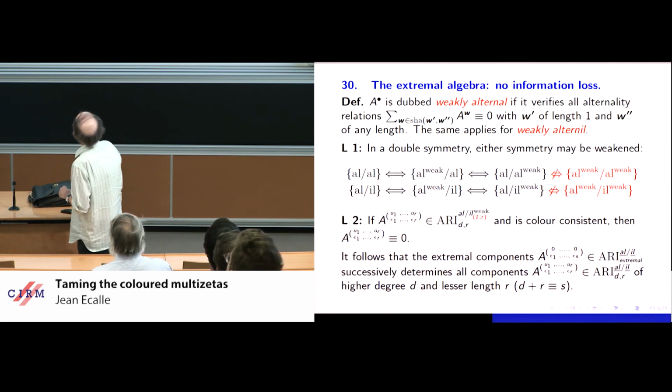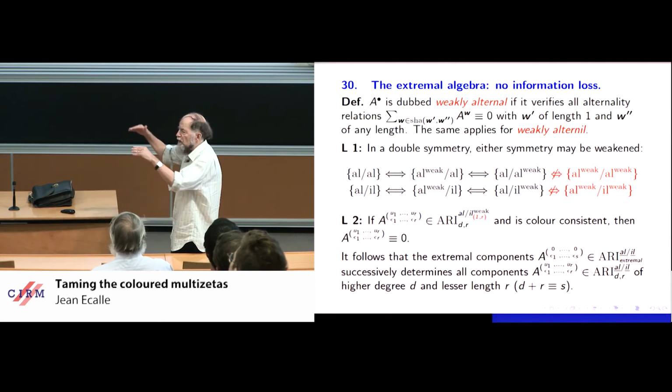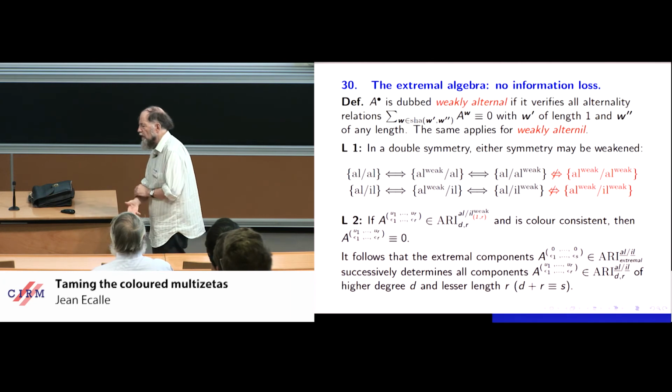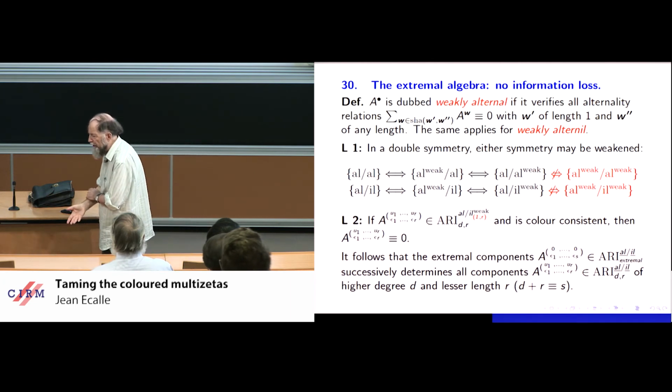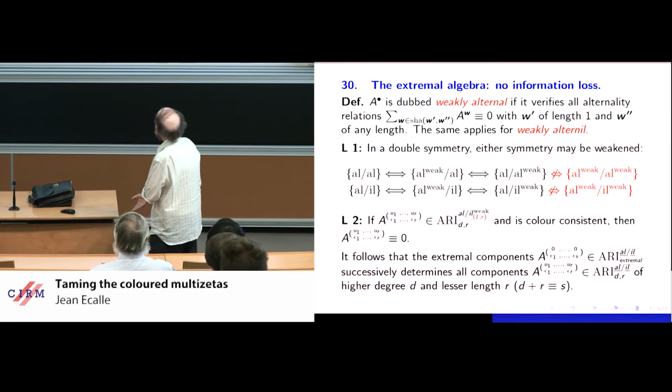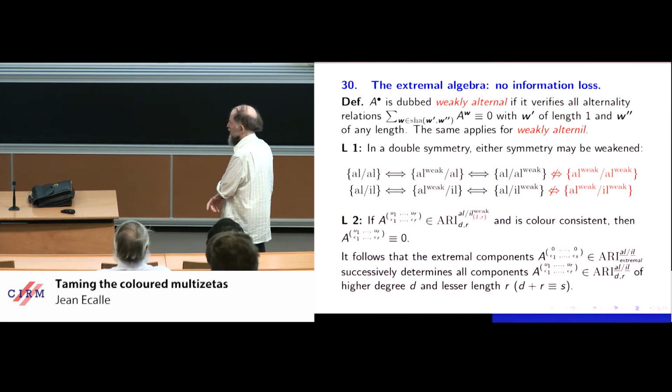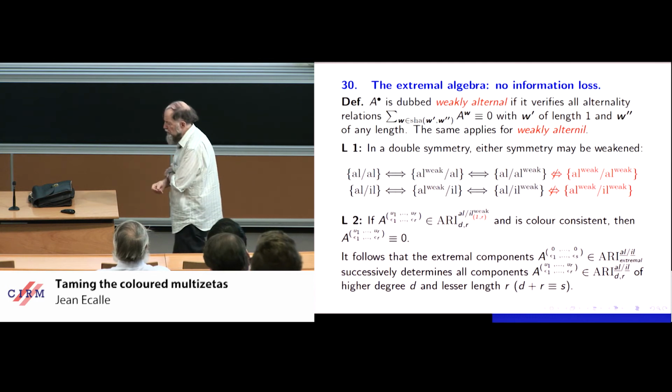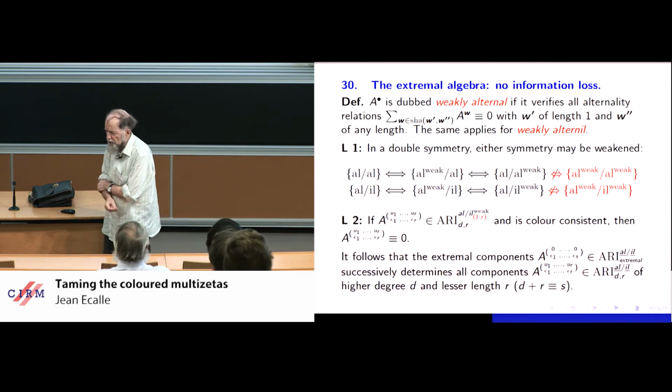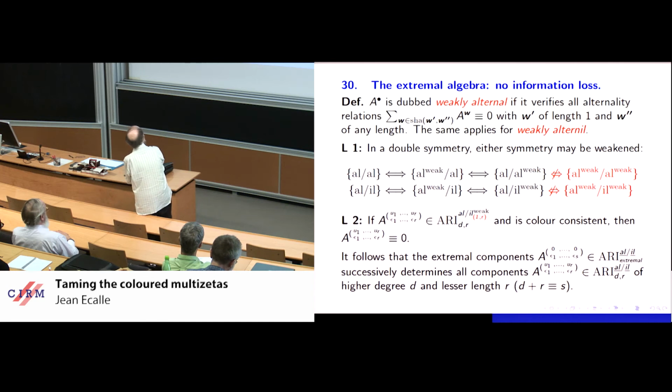So first, we go to the extremal algebra. We suppress all partial weights other than 1. That is to say, we take all u's equal to 0. Now, this should entail a huge loss of information, but it doesn't, in fact, due to two lemmas. The first one is highly non-trivial, but extremely helpful.